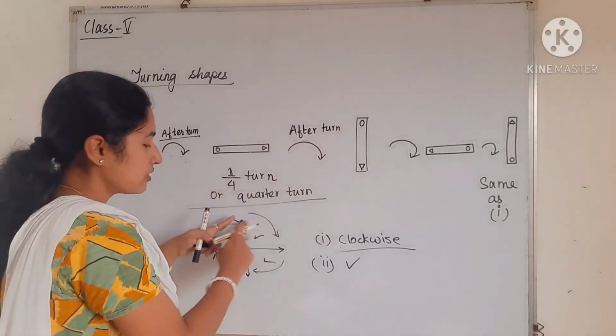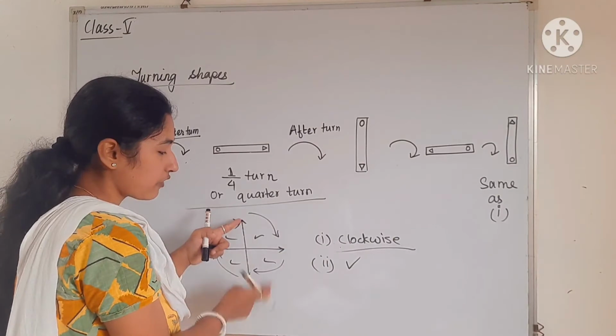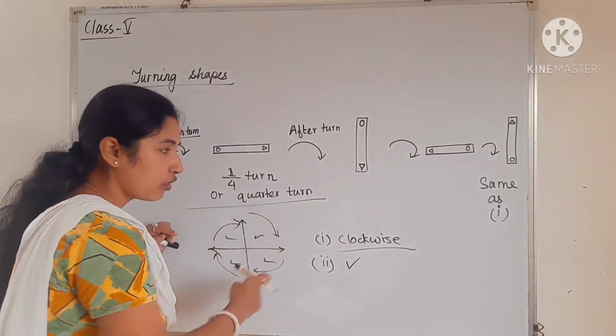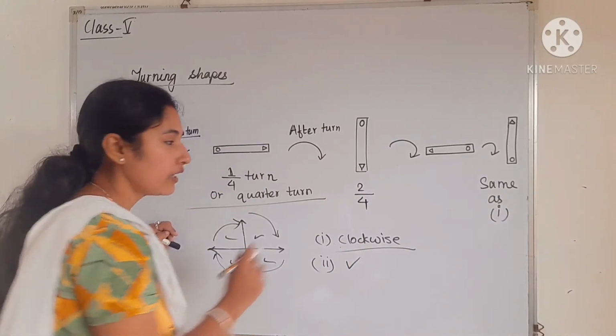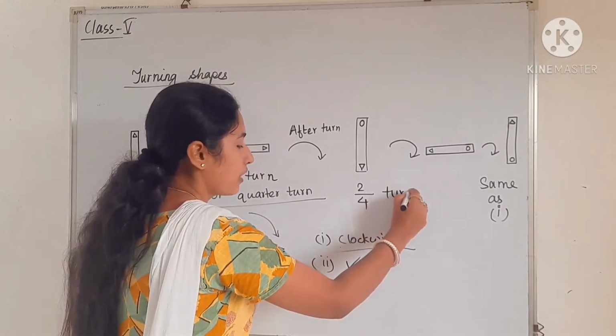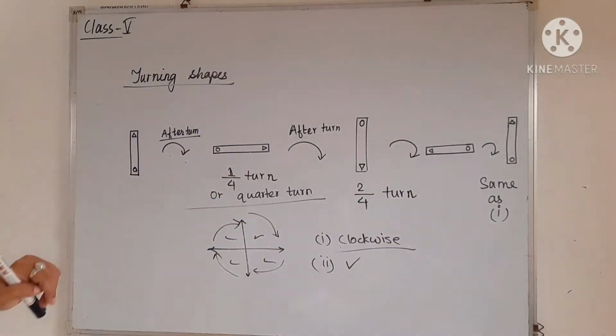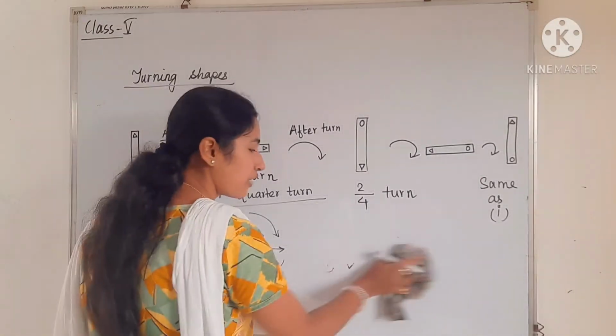So that means how many turns we have completed? 2 turns. Out of 4 turns, how many turns we have completed? 2 turns. So we can write 2/4 turn. But you can see here 2/4 turn in simplest. This is a fraction.